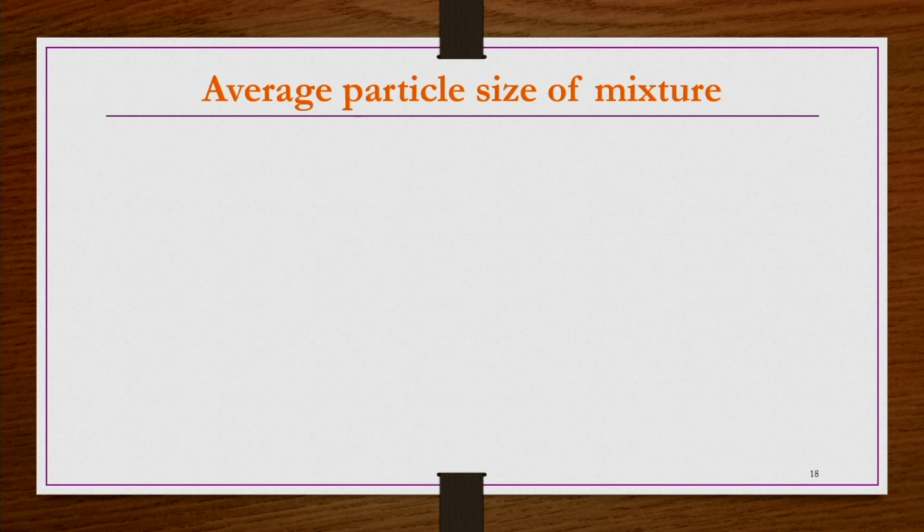Then the average particle size of a mixture is defined in several different ways. Actually, it is not possible to define it in one single way. There are several types of averages available, and all of them give different values. So the selection of which average value should be taken comes with experience, and it varies from process to process, depending on where the samples are going to be used.